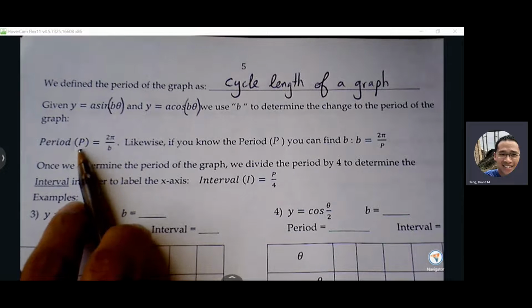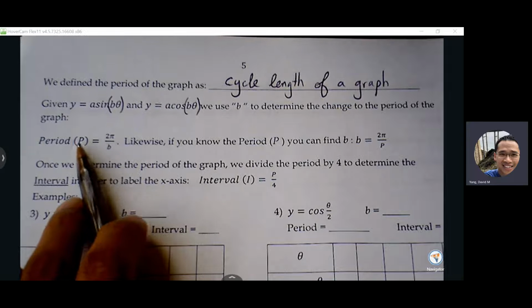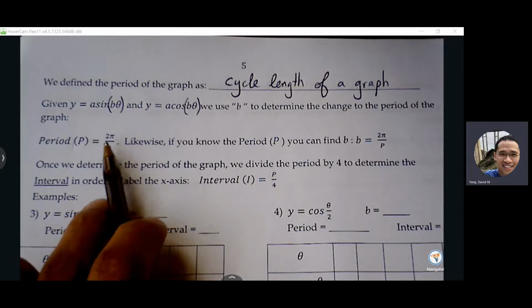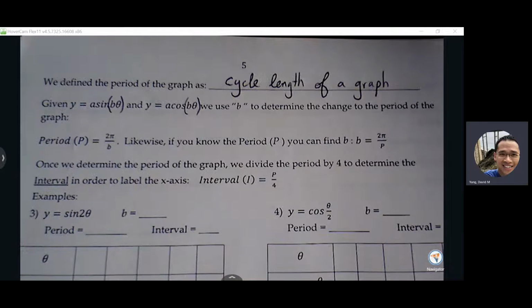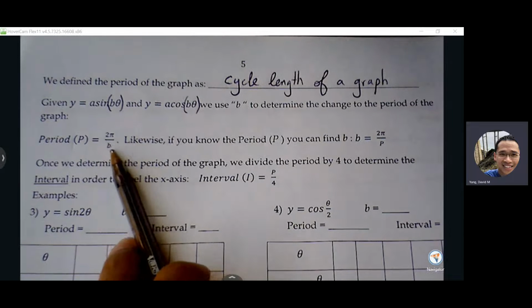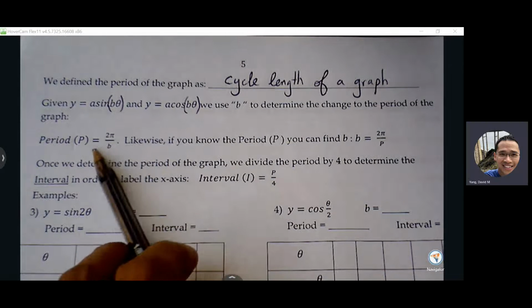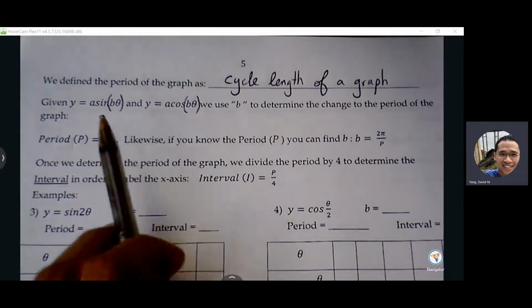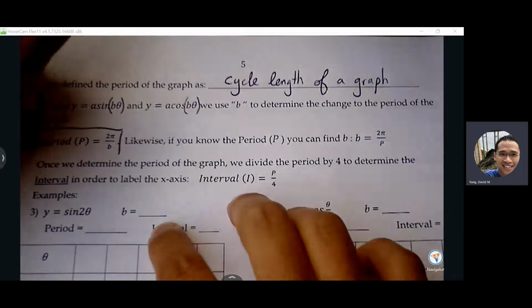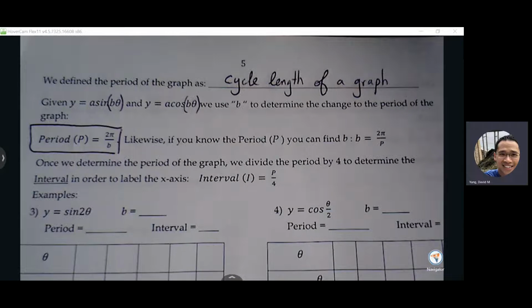Okay. So here's the formula. The period, or the new cycle of your function, is going to be 2 pi divided by b. 2 pi represents the parent cycle, and then the b is the adjustment that's going to be the change that's going to impact the period. So it's 2 pi divided by b. And if I rearrange this equation, I can also say b is equal to 2 pi over p. But I usually just rely on this equation, and if I need to, I can always rearrange it afterwards.